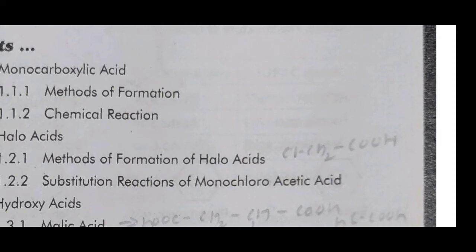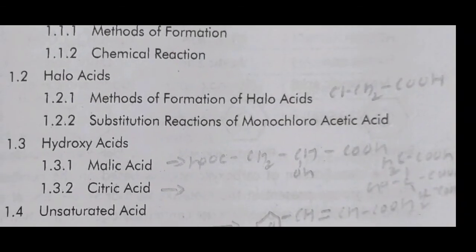After monochloroacetic acid, the third point in this topic is the hydroxy acids. You only need to remember the names and the type of these acids. Malic acid and citric acid are hydroxy acids, because in your exam a question may be asked like this: malic acid is an example of dash dash acid, that is halo acid, hydroxy acid, unsaturated acid, etc. Therefore, the hydroxy acids are two: malic acid and citric acid.